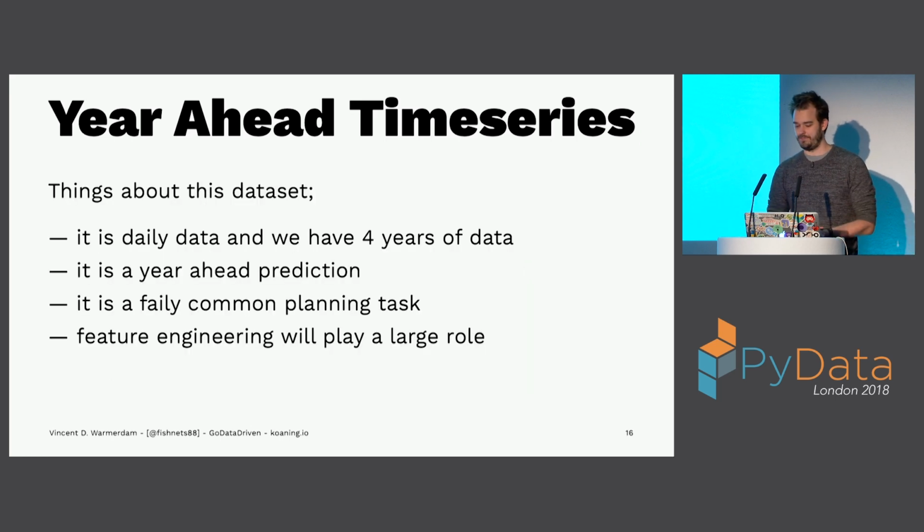Some things about this data set, it's fairly general, I think. Let's pretend it's daily data. We've got 4 years of it. We want to predict a year ahead, maybe 2. It's a fairly common planning task, I hope you all agree. And I also hope you can smell from here that the feature engineering will play a large role. I'll just show you one trick that I really, really like, and then I hope we all agree that it's a nice trick and that it will mainly work in linear models.